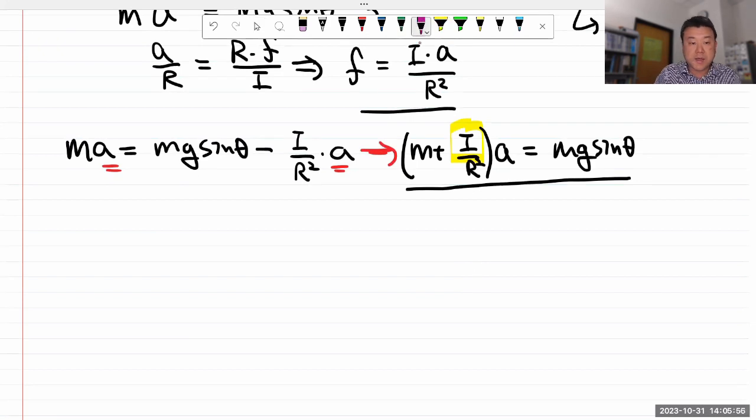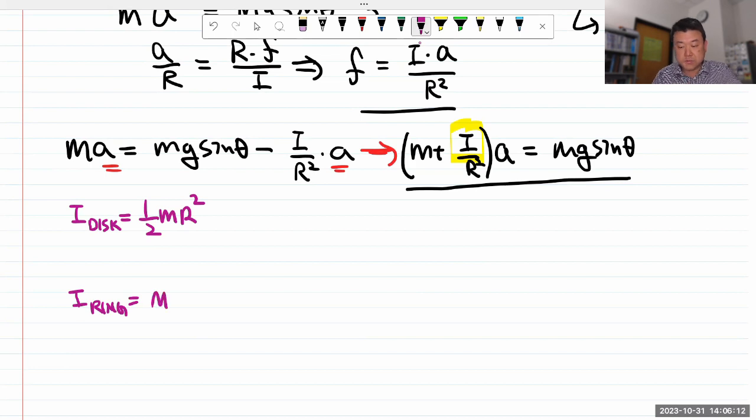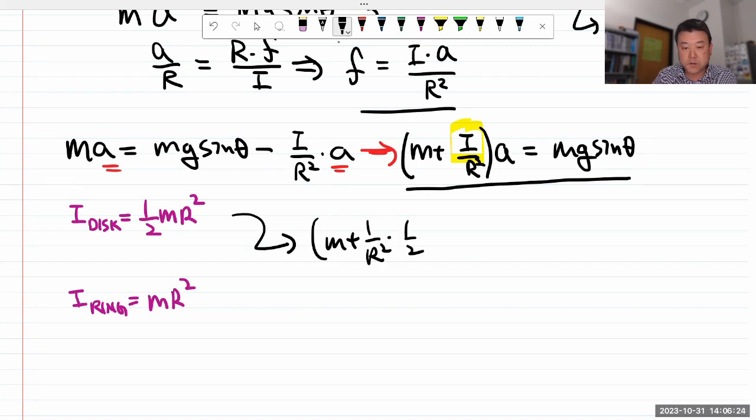One with the expression for I, the rotational inertia of a disk, which is equal to 1/2 mr squared. And after that's done, I'll do the second scenario, where the rotational inertia of the ring is equal to, lowercase, mr squared. So with this first scenario, we have (m plus 1 over r squared times 1 over 2 mr squared), and you're going to continue to see this beautiful cancellation of r. The radius of the thing doesn't matter. Times acceleration is equal to mg sine theta. Masses cancel out, great.